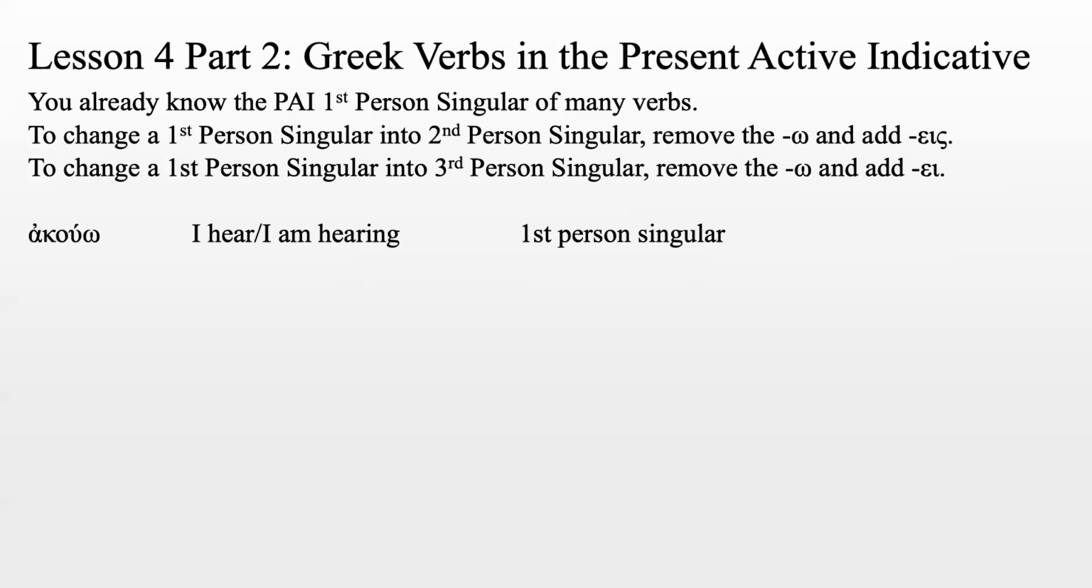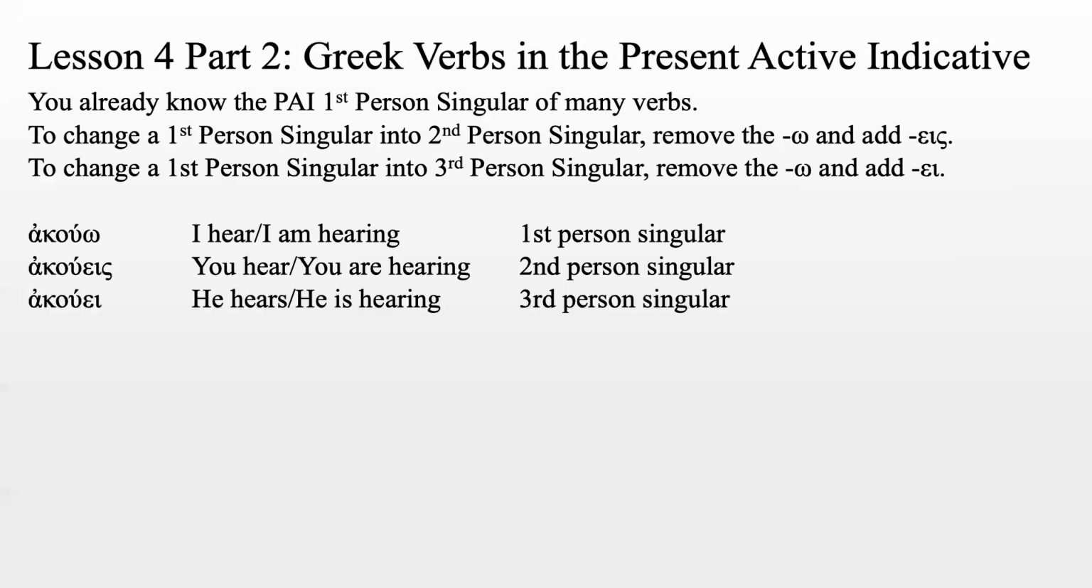So ἀκούω means I hear or I am hearing, and it's first person singular in the present active indicative. ἀκούεις means you hear or you are hearing. It's second person singular, also in the present active indicative. ἀκούει means he hears or he is hearing. It's third person singular, present active indicative.